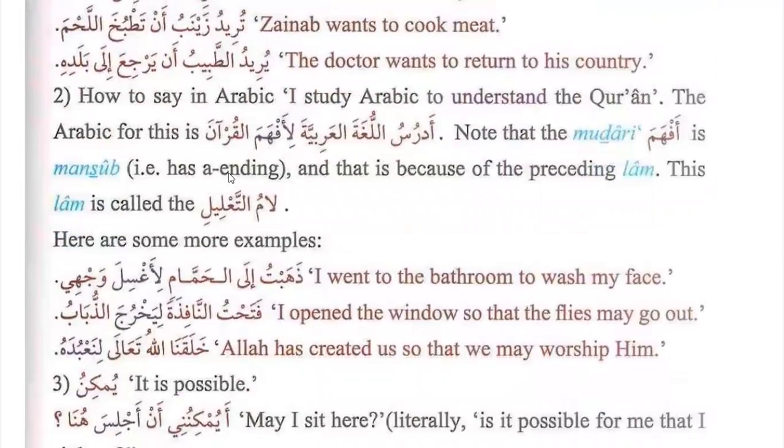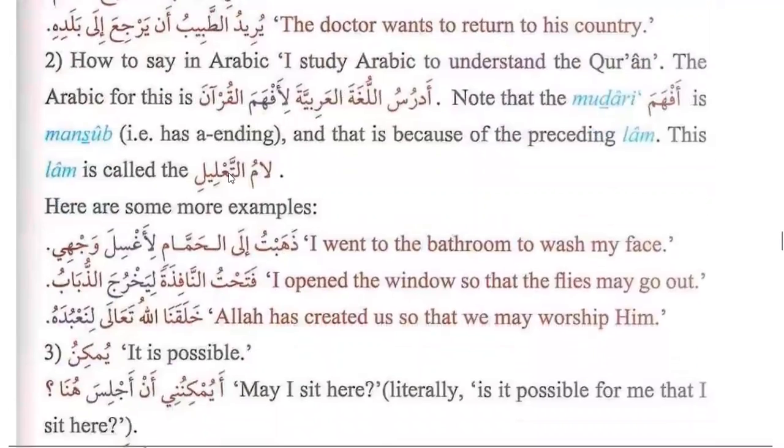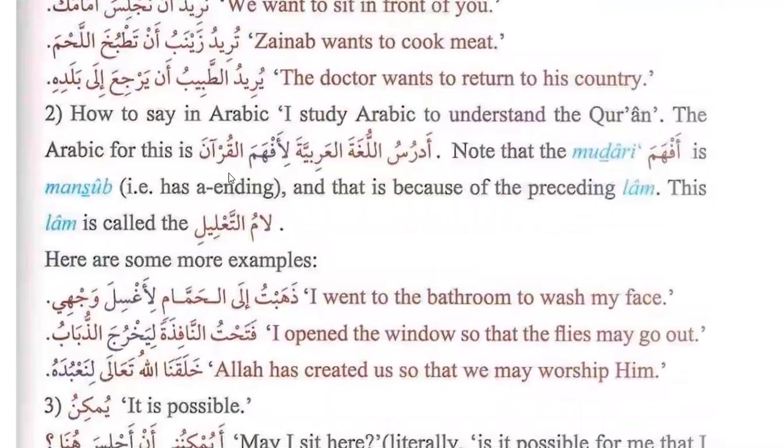Second one, how to say in Arabic, I study. Here you will learn about li, lam ta'lil. Previously you have learned the harf jar li. This lam is a little different. It is used with fi'l muzari and it also makes the fi'l muzari mansub. Normally we say afhamu, aghsilu, yakhruju, na'budu. But after the addition of li, it becomes mansub: li afhama, li aghsila, li yakhruja, li na'buda. So you see it becomes mansub because of this lam with ta'lil.